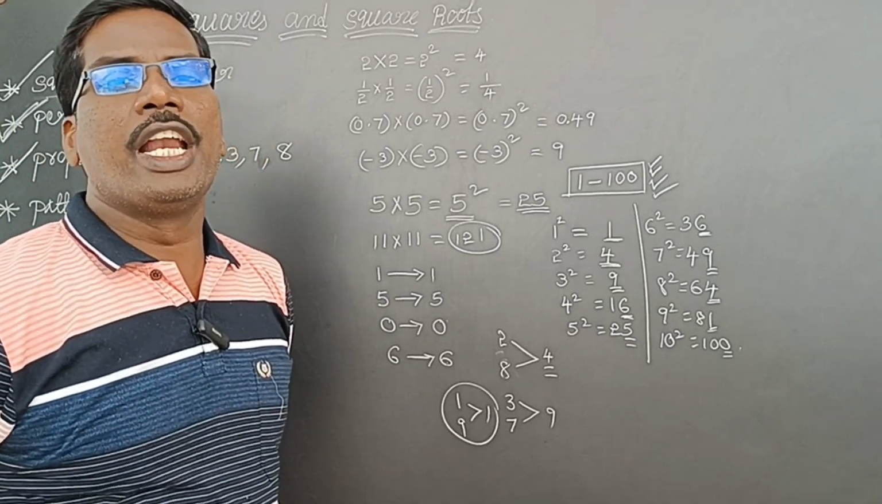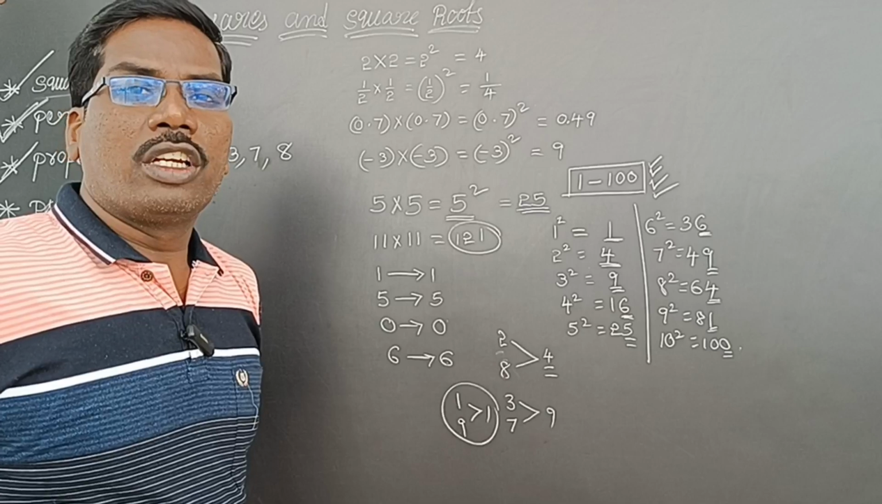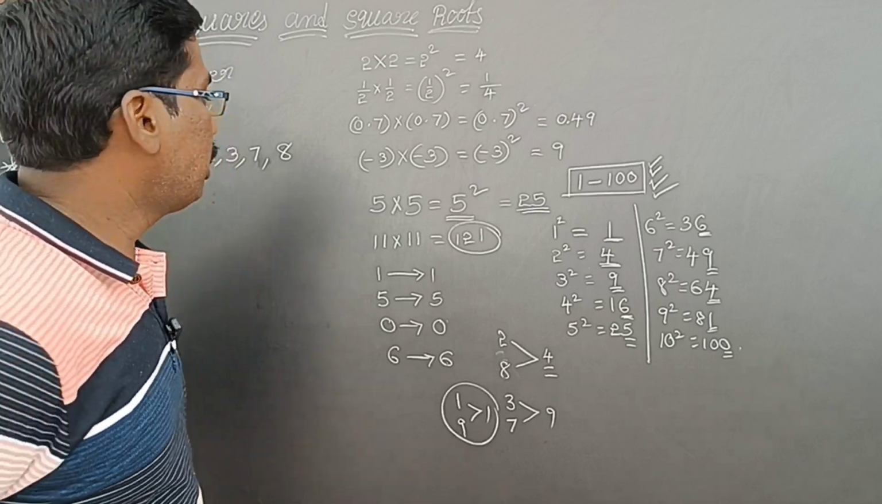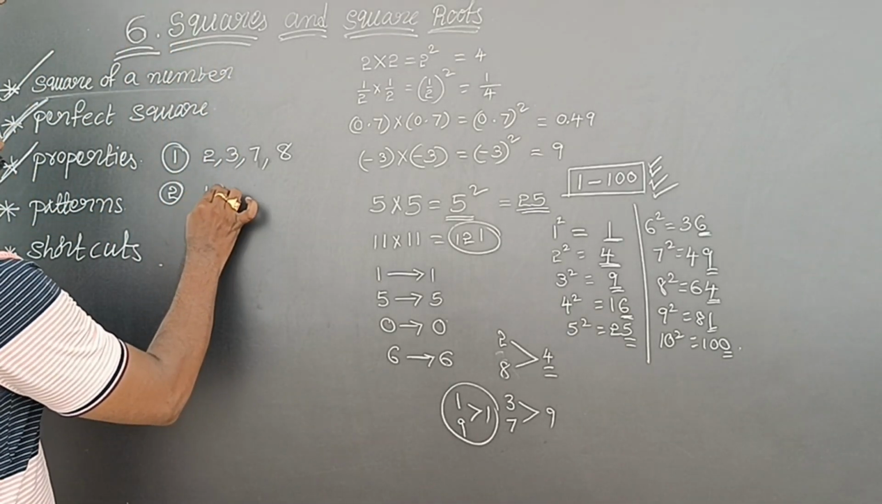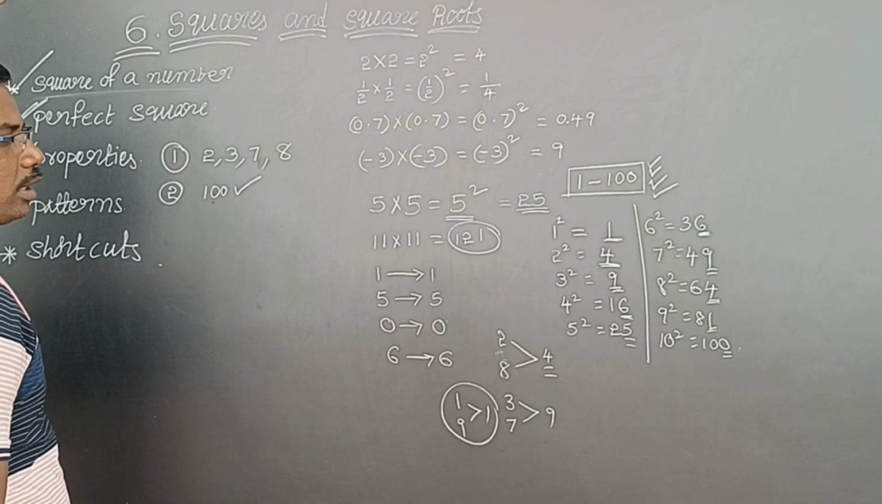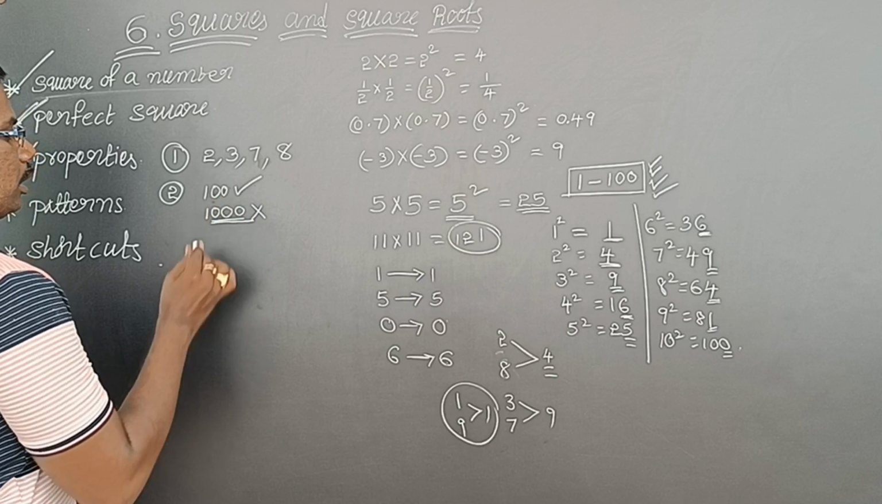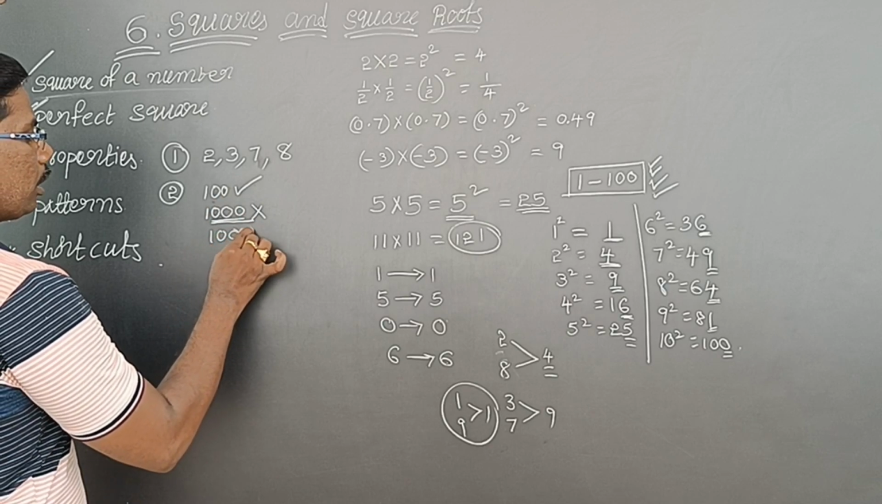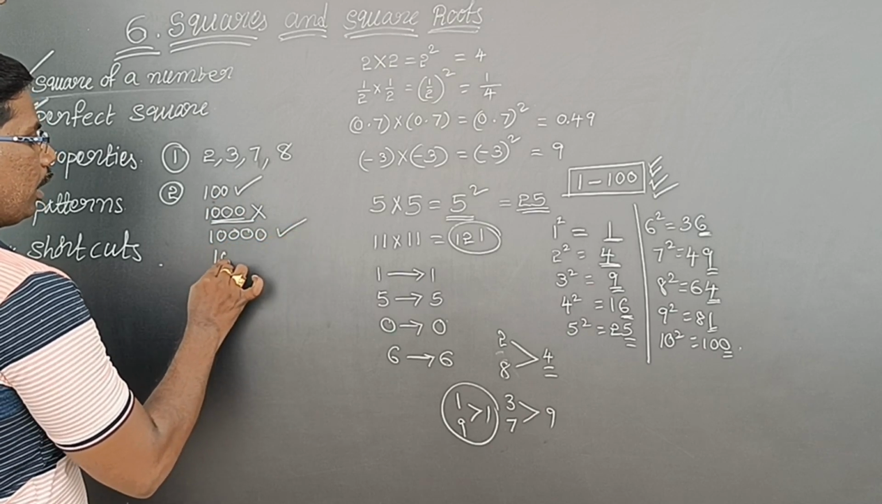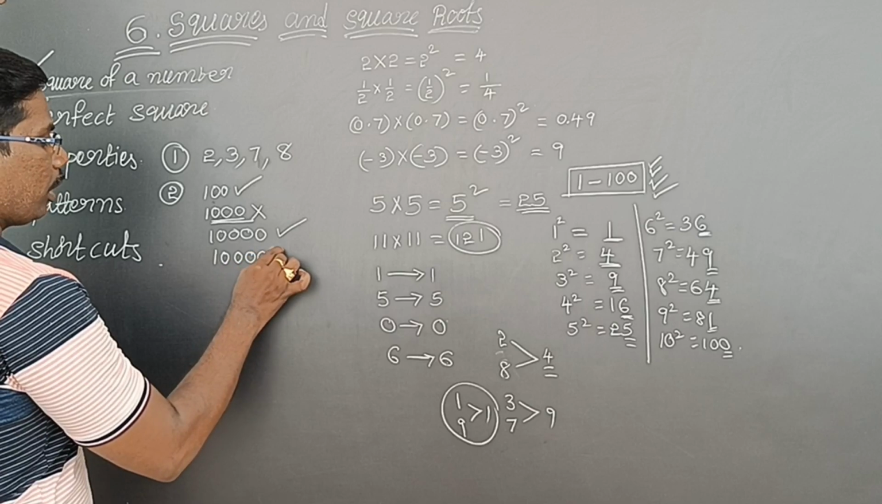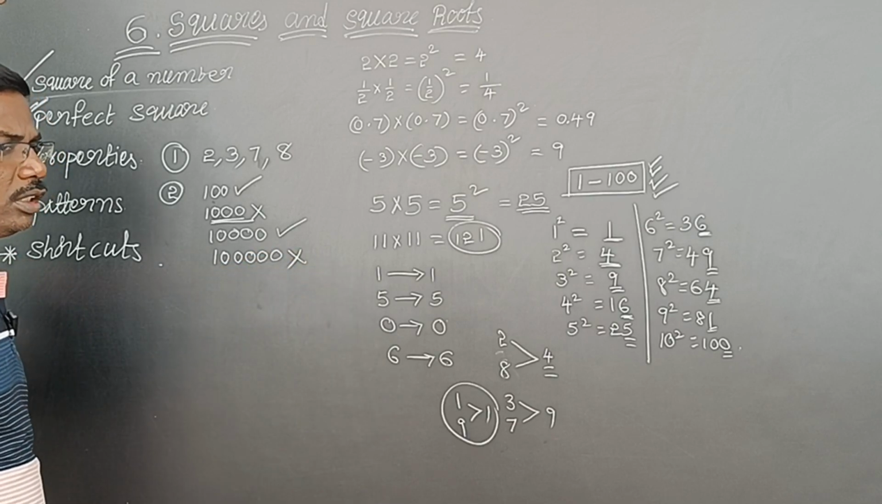The square numbers never end with an odd number of zeros. Let us see here. 100 is there because this is 10 square. 1000 is not there because it is not a square. 10,000 is there. This is 100 square. And 1 lakh is not a square because the number of zeros is odd.